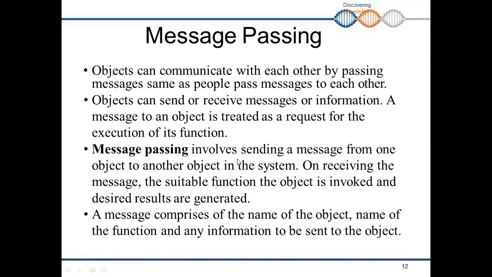So message passing involves sending a message from one object to another object in a system. On receiving the message, the suitable function of the object is invoked and the desired result is generated. When object A sends a message to object B, object B receives the request from object A, implements that function and returns the output result to object A. A message comprises the name of the object, the name of the function, and any information to be sent to the object.